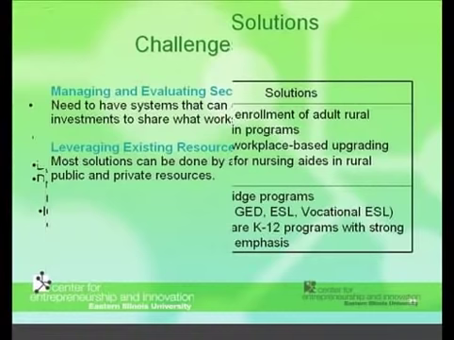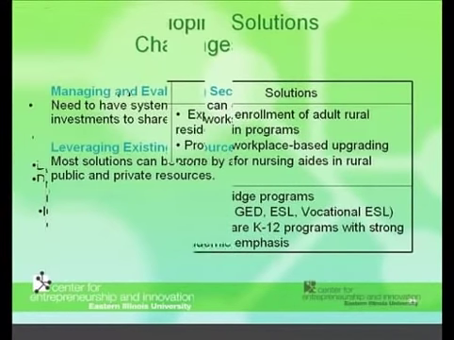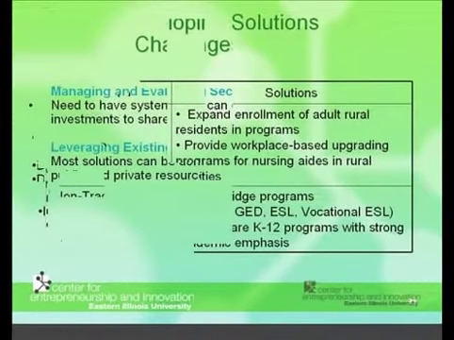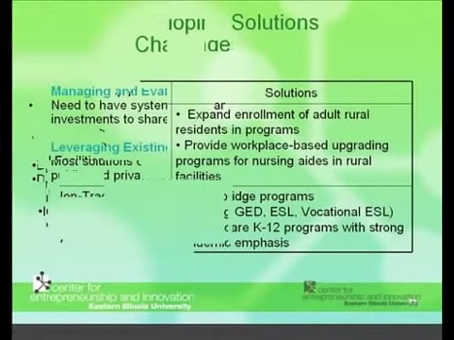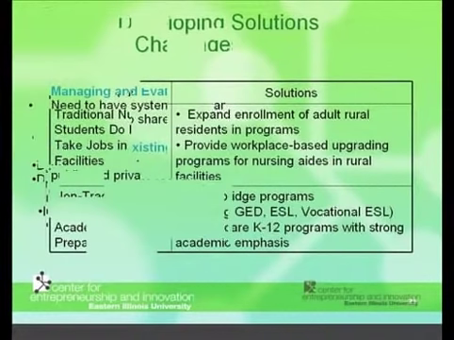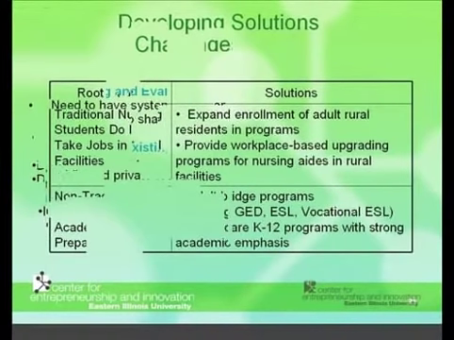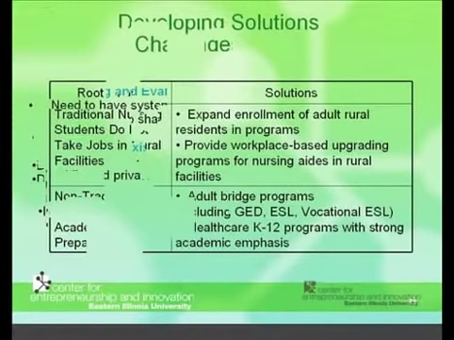So how do we develop solutions to our root causes? Let's take a couple of examples again in the nursing field. For example, one root cause is that traditional nursing students do not take jobs in rural facilities. Possible solutions to this cause of career shortages, critical skill shortages, is to expand enrollment of adult rural residents in programs, meaning expand the enrollment and target people who already live in a community. Usually it's the younger single people that leave the region after they take their training. But if we can target training at people who already have families and roots in the community but are looking for a better job than they currently have, then those people are more likely to stay around after they complete the training.